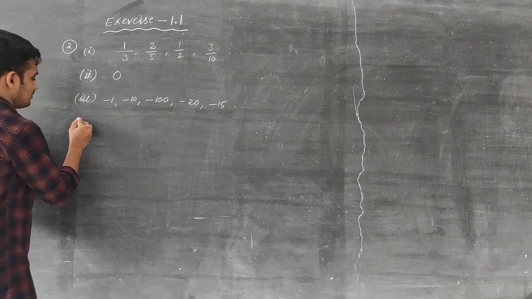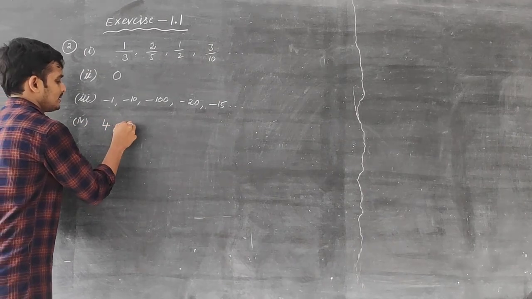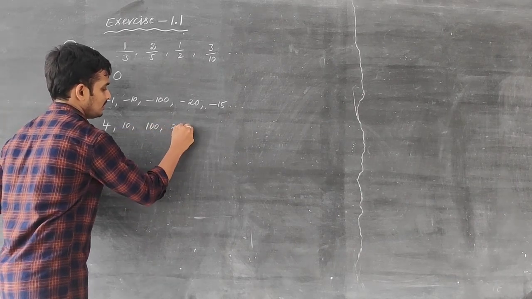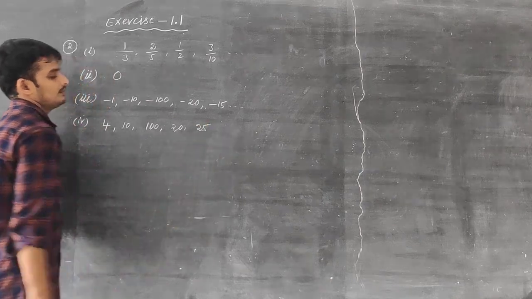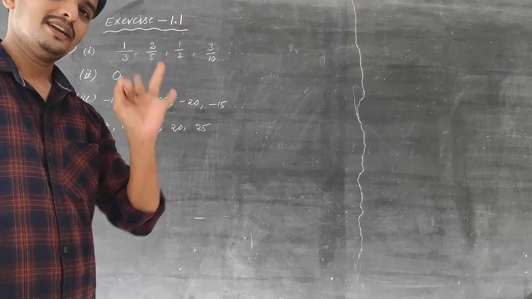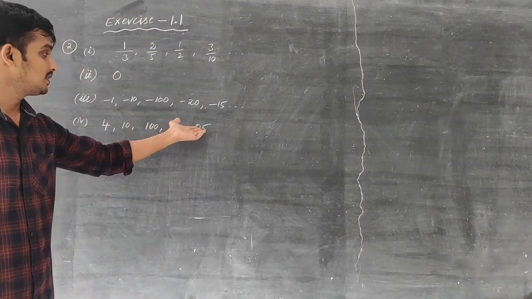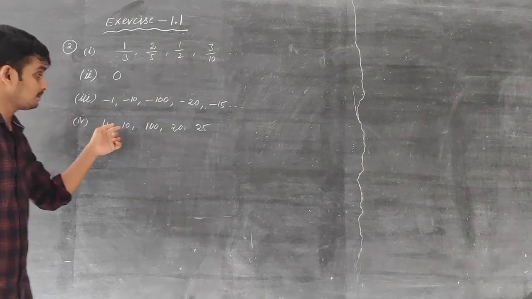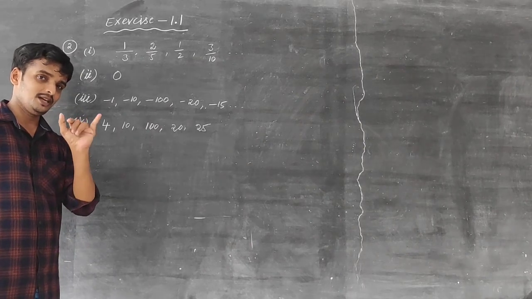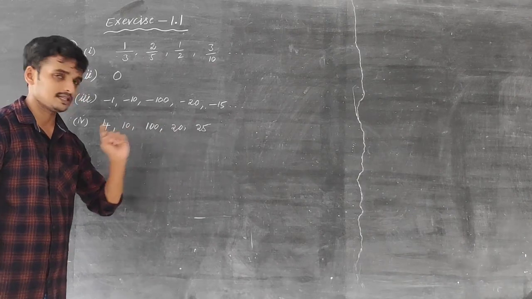As examples, we can write, for example, number 4, 10, 100, 20, 25. If you observe, 4 is a natural number, whole number, integer, and rational. The same way 10, 100, 20, 25. For example, if you write a negative number, that is not a whole number and not a natural number. But they are asking the number must be natural, whole, integer, and also a rational number. That's why I am writing these examples.